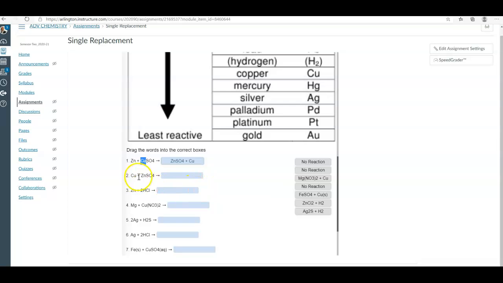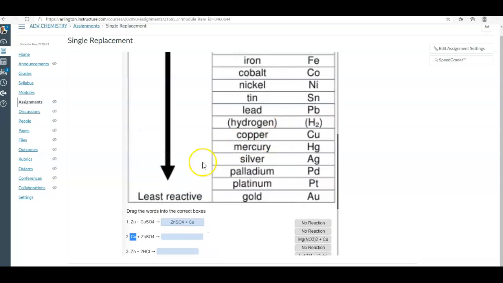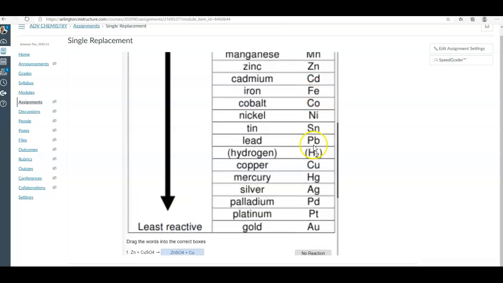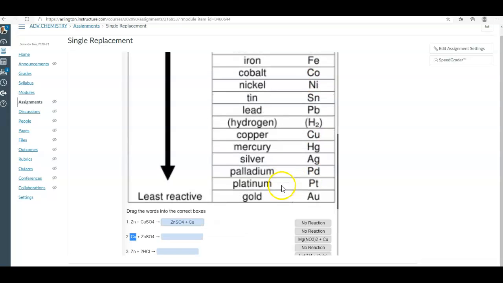But if you look at copper and zinc, you could say that copper is less reactive than zinc. Copper is below zinc, so copper cannot replace zinc in this reaction. So this will be no reaction, because copper is less reactive than zinc. You can see here we are using the activity series to determine if the reaction given will proceed or not.